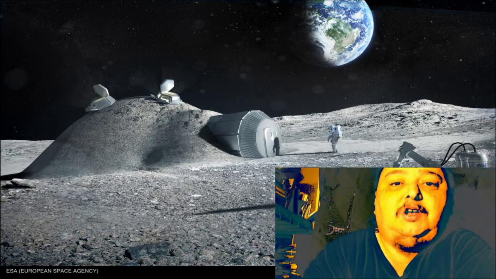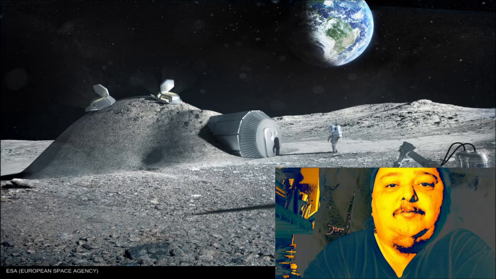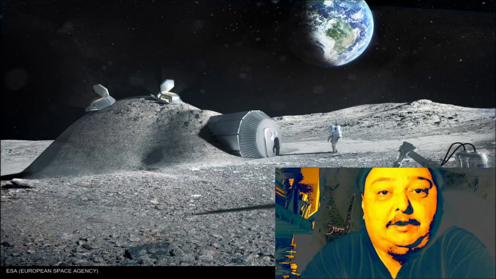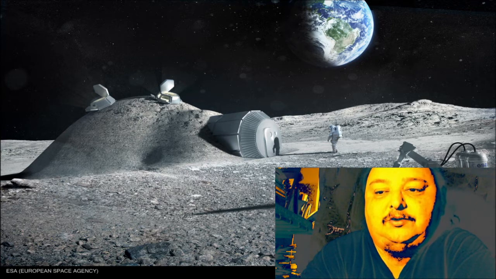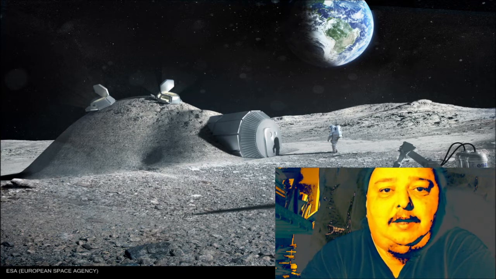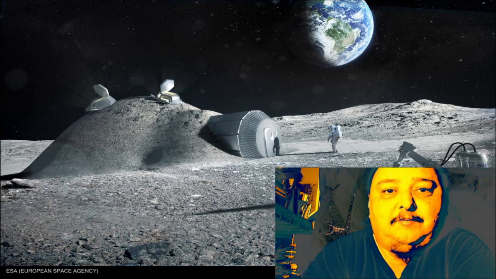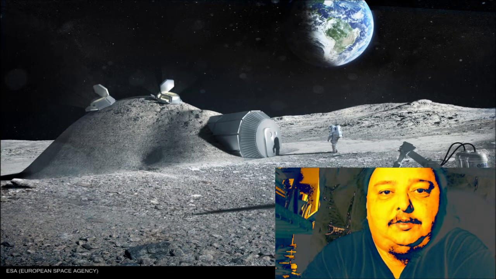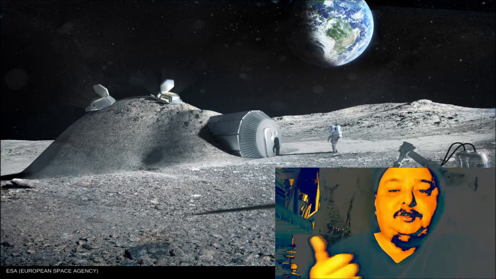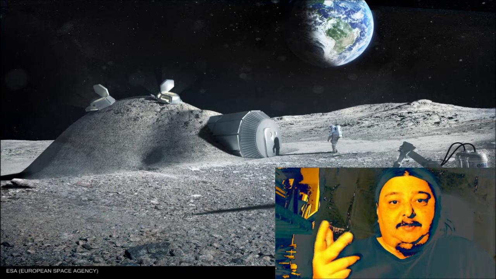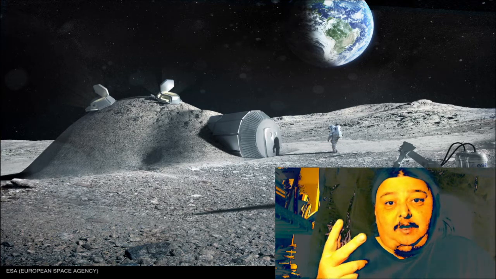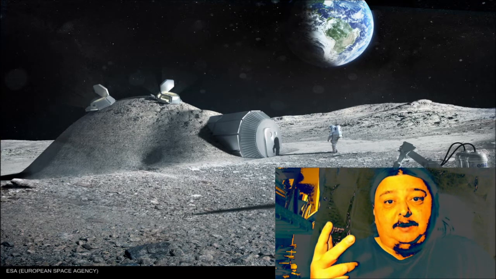So shelters made of just basic lunar regolith, that's going to be an important thing. And you can also use things like 3D printers to print out blocks of material out of the regolith to build structures with. Oxygen, iron, and shelter are three things that are fairly uncomplicated to get on the moon.